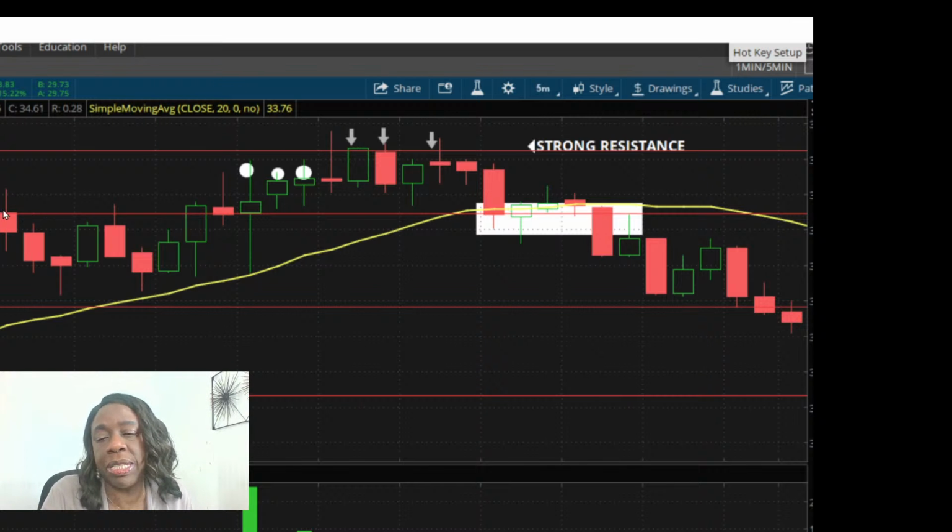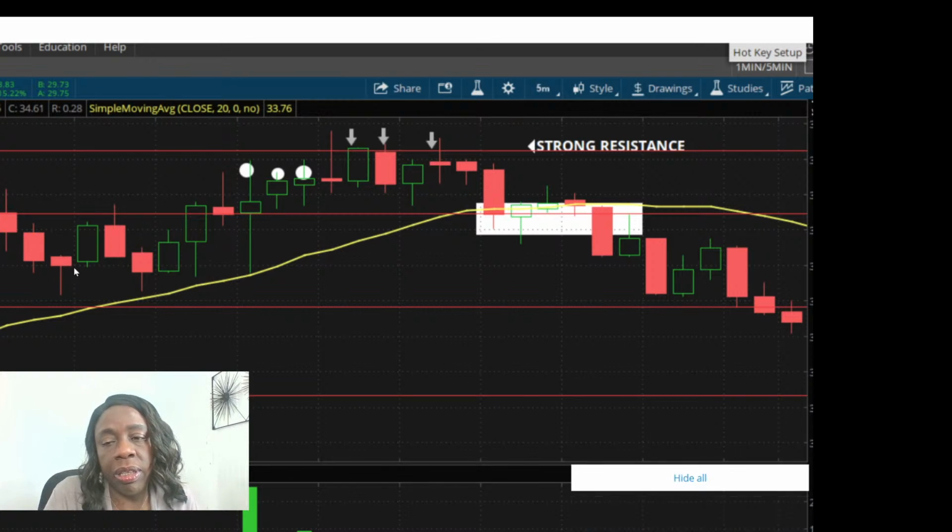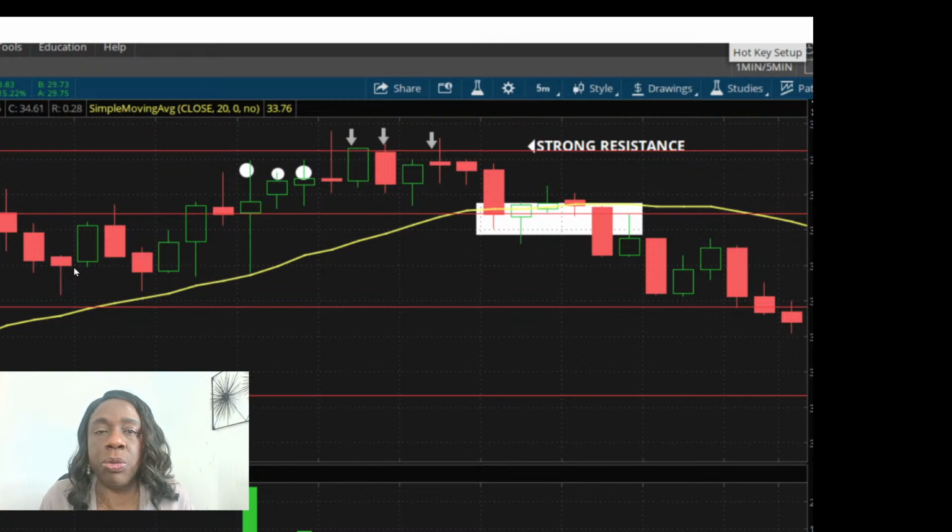Because look what happens at resistance. Look what happens at resistance. Price action falls back down. So these are key points to understand before you trade.